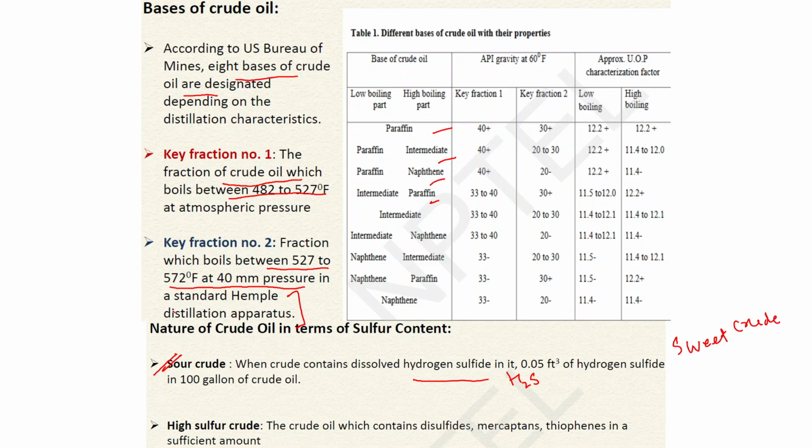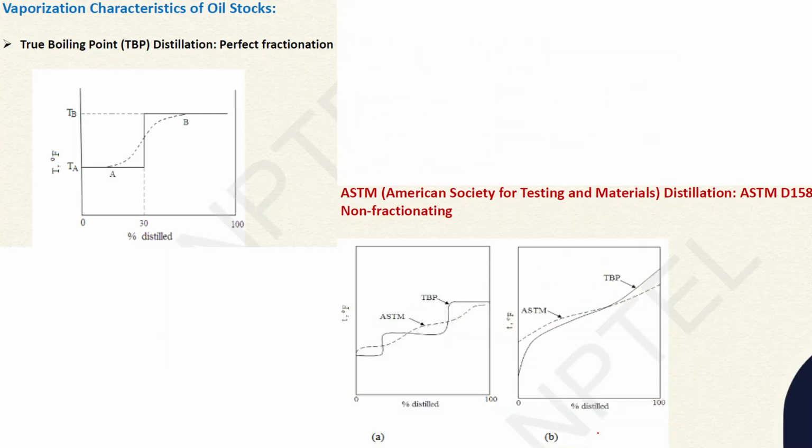Another classification is the high sulfur crude. This sour and sweet classification is simply dependent on the H2S. But here we are including all the sulfur containing compounds, that is the disulfides, mercaptans, and thiophene. If they are present in the crude oil in sufficient amount, then it is called the high sulfur crude.